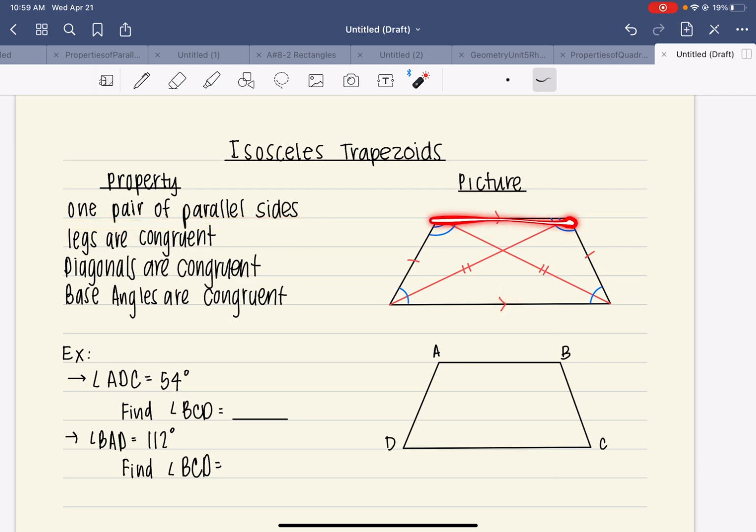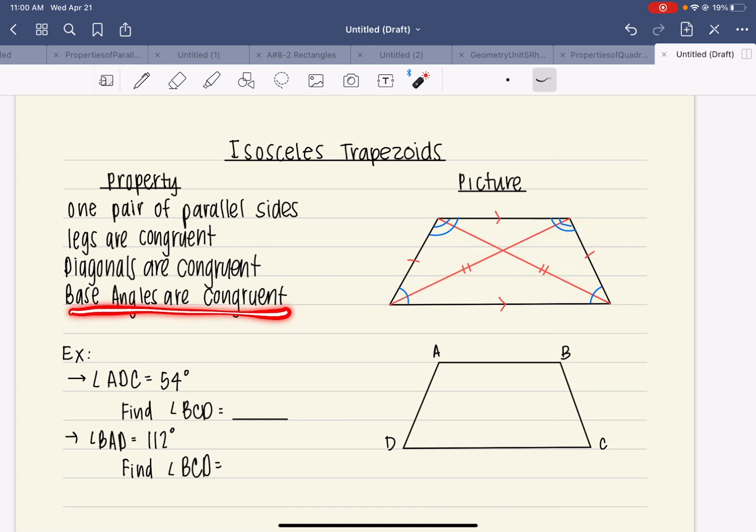All right. We have legs that are congruent. So if you notice, I put tick marks on my legs. Those are congruent to each other. Diagonals are congruent. So this diagonal is congruent to this diagonal. They are not bisectors of each other. Notice how this segment right here is way smaller than this one right here. So from corner to corner, they are congruent to each other.